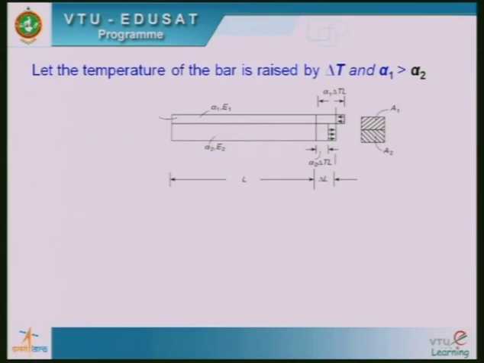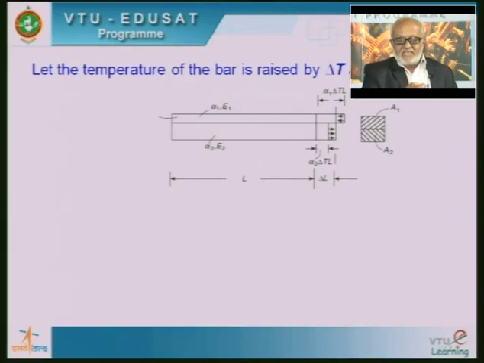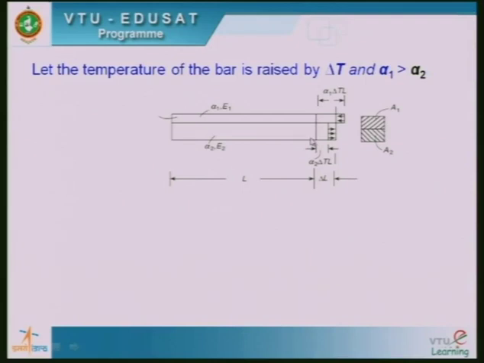One is trying to elongate more, another one is trying to elongate less, but both should undergo the same elongation. As a result of which, what will happen? The lower bar, that is the bar which is undergoing less expansion, will prevent the upper bar, that is bar 1, from undergoing more expansion, meaning it will pull it back. But the upper bar, bar 1, which is undergoing more expansion, will try to pull the lower bar.